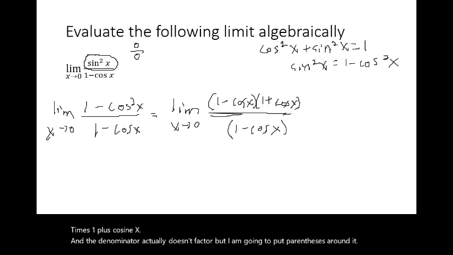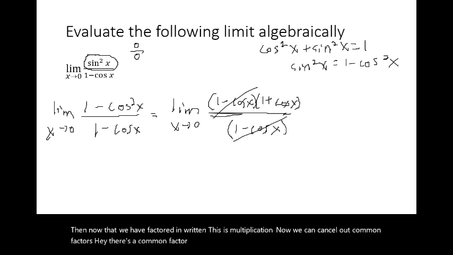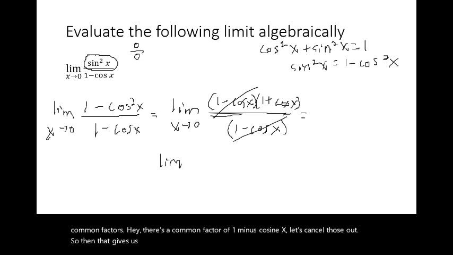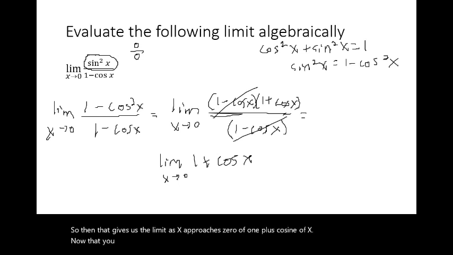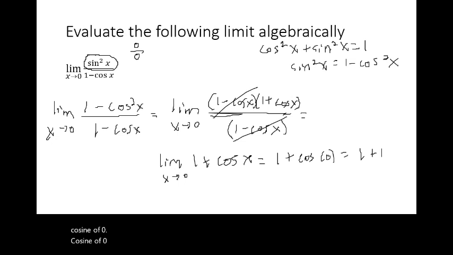Then, now that we have factored and written this as multiplication, now we can cancel out common factors. Hey, there's a common factor of 1 minus cosine x. Let's cancel those out. So then that gives us the limit as x approaches 0 of 1 plus cosine of x. Now that you have simplified, now let's try direct substitution again. So we have 1 plus the cosine of 0. Cosine of 0 is 1. 1 plus 1 gives us a final limit equal to 2.